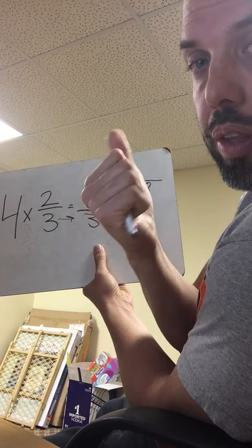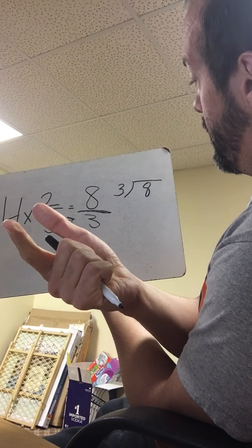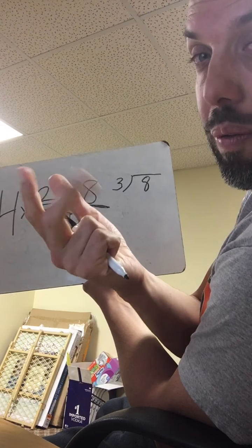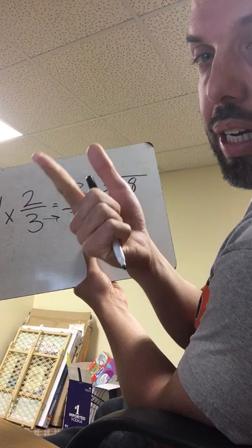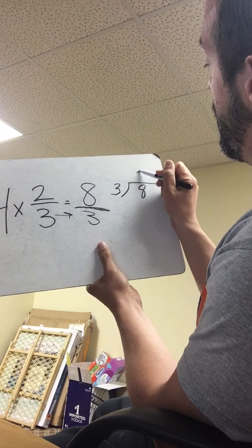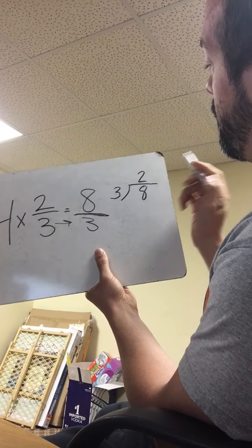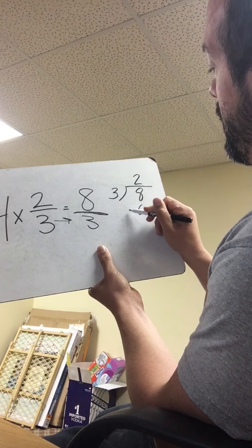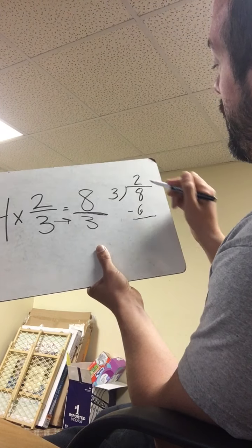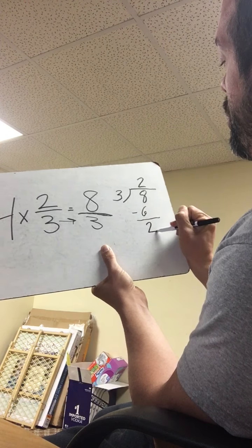So I can count 3, 6, and if I go one more, it would be 9, which is higher than 8. So how many 3's? 3 and 6, that would be 2. So 2 is my quotient. 2 times 3 is 6. And subtract. 8 minus 6 is 2.